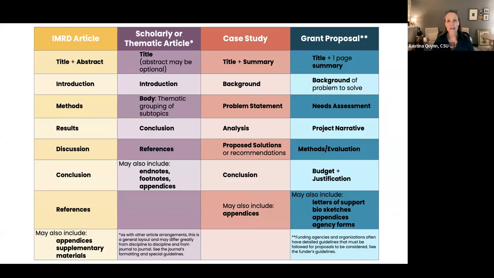Case studies function slightly differently, and grant proposals also have familiar structures. Depending on where you're submitting, there will be variations on these themes for the different types of structures. But within each one of these larger structures, you can pull out, for an individual article, what the main points are within each section.